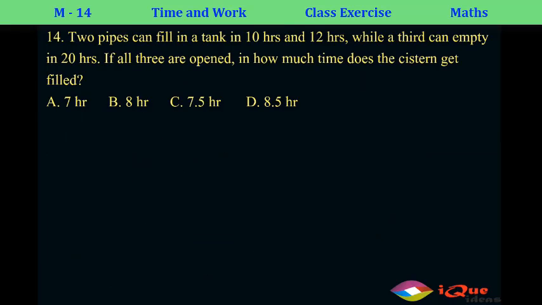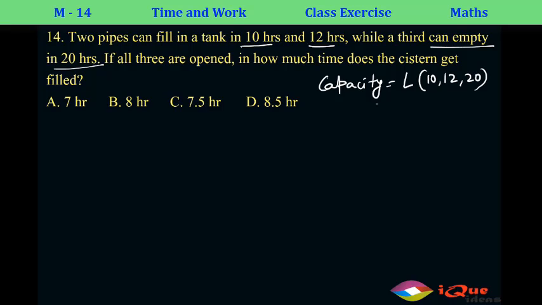Once again, there are 3 pipes here. 2 pipes can fill in 10 and 12 hours, and the third can empty in 20 hours. So in one go, we can take the total work, or let's say the capacity of the tank, equal to the LCM of 10, 12 and 20. Now the LCM of 10, 12 and 20 will be 60 liters. Let's give the names: filler pipes as A and B, and the pipe which is emptying as C.